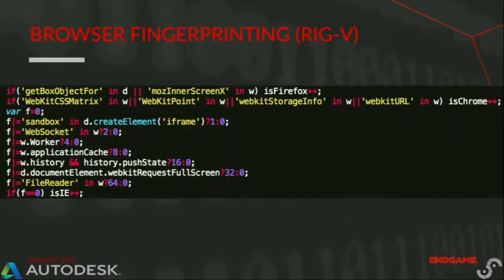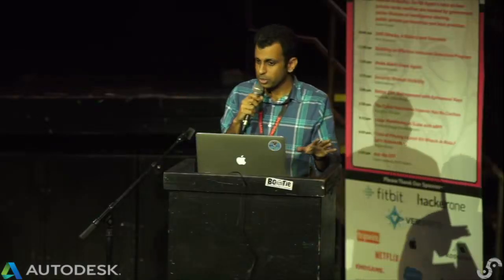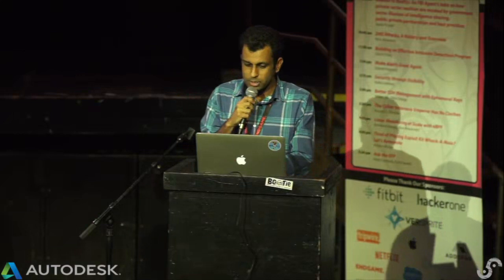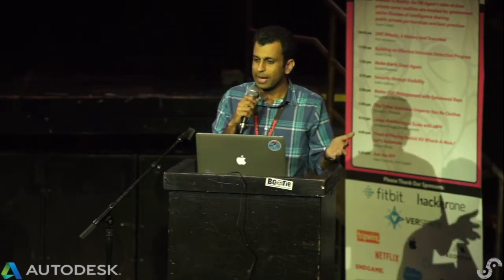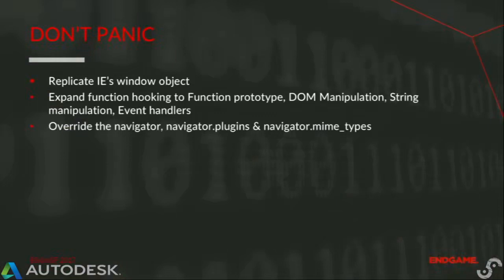So our first take had some drawbacks. It wouldn't work, right? So what have we learned? Firstly, we need to replicate IE's window object. We want to look like IE. So literally I enumerated all the properties in IE's window object and replicated that in Firefox. The next slide has some code on how to do that.